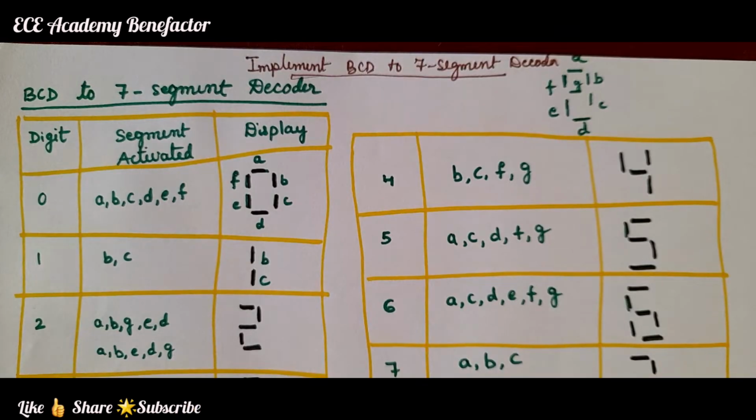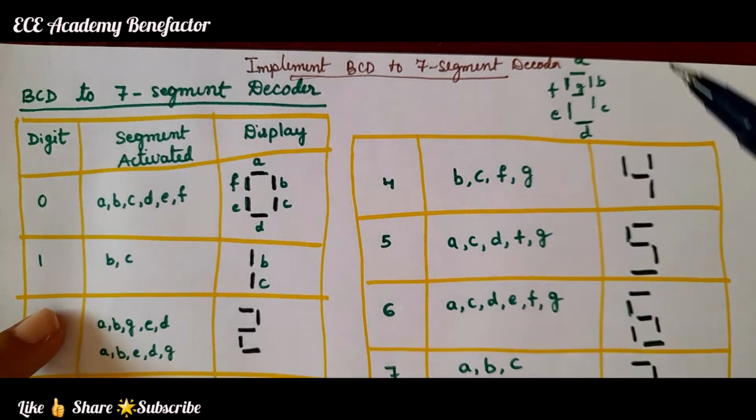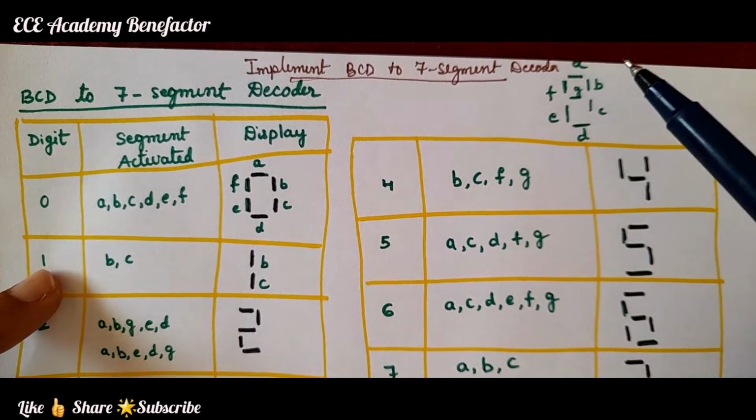The topic of the class is implementing a BCD to 7 segment decoder. Before going into implementation or drawing the logic diagram of the BCD to 7 segment decoder, let us see how the LCD display looks. It has the digit 8 like this.